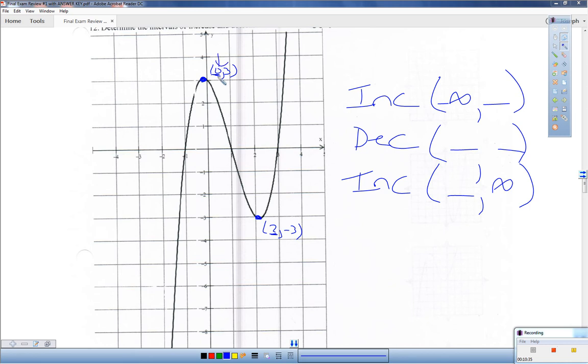Look at the x values. The first one that comes is 0, so whatever's there goes here. The next one is 2, so whatever's there goes there. So those are my intervals. So it's increasing from negative infinity to 0 and from 2 to infinity, and it's decreasing from 0 to 2.